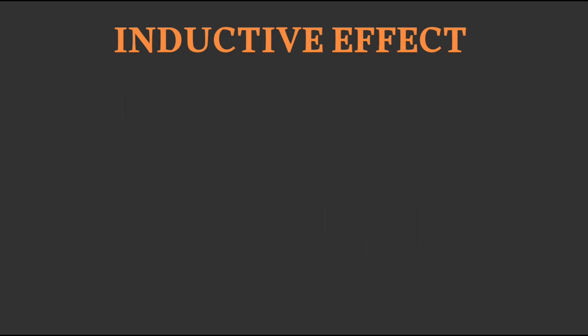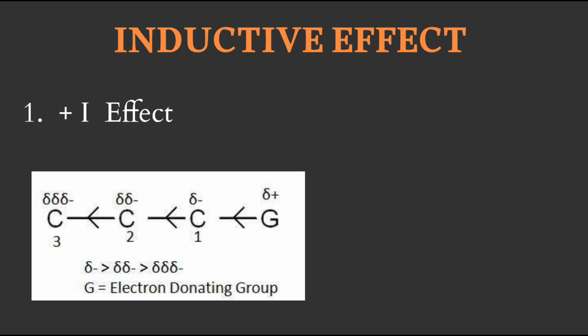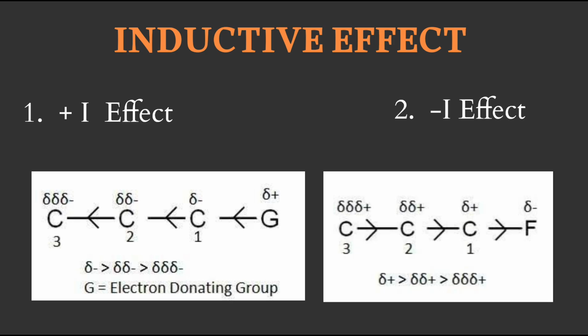There are two types of inductive effect. First, the positive inductive effect. That is, when the bonding electrons are drawn toward a carbon atom, we call it the positive inductive effect. Second, the negative inductive effect. When electrons are pulled away from the carbon toward a more electronegative atom or group, that is the negative inductive effect.